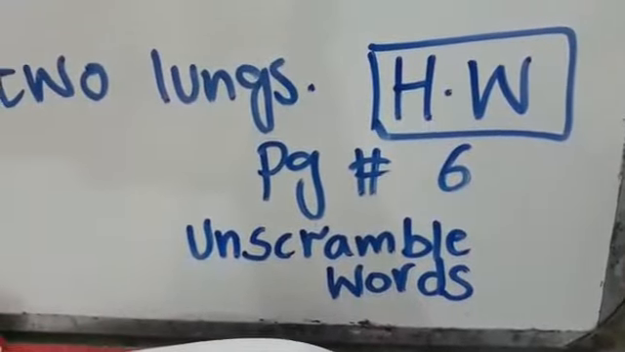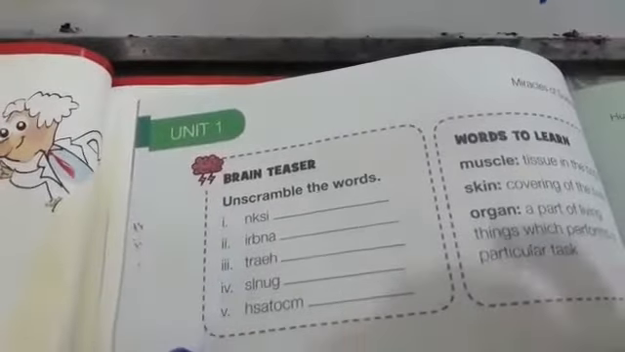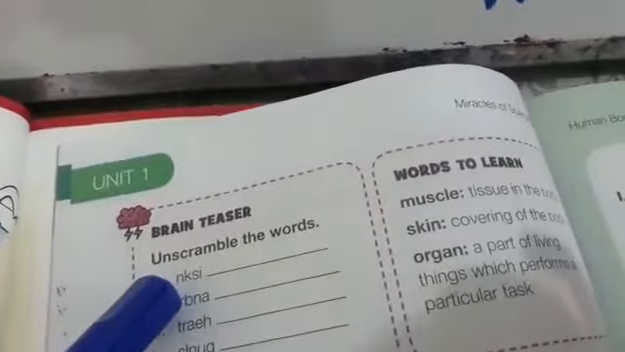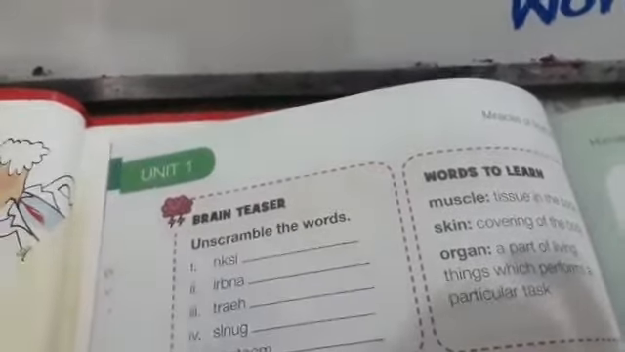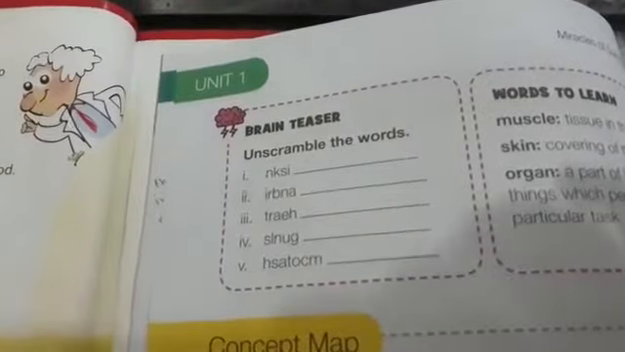Okay, I'm going to give you homework. Look, page number 6, unscramble words, in your textbook. 5 words are given over here, and these words are related to organs of the human body. You can easily judge these words. Clear? Do it by yourself on your neat notebook and on your textbook, on page number 6. Very easy.